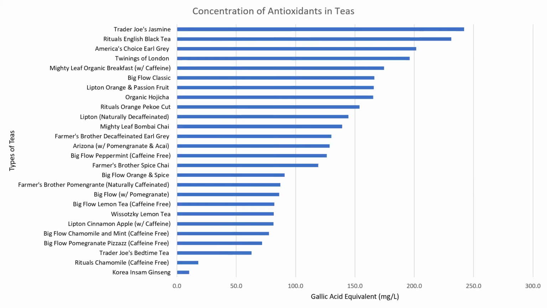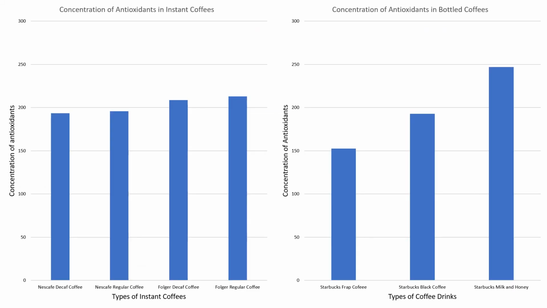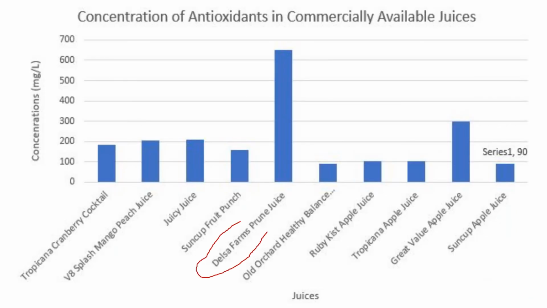For our results, as you can see here, Trader Joe's Jasmine Tea has the highest concentration of antioxidants, followed by Ritual's English Black Tea and America's Choice Earl Grey. For the instant coffees, there does not seem to be a difference between the brands Nescafé and Folgers, as well as caffeinated or decaffeinated. However, for the bottled coffee drinks, Starbucks Milk and Honey seems to contain the highest level of concentration as compared to black coffee and Frappe. For the juices, Delsa's Farms Prune Juice seems to contain the highest level of antioxidants as compared to the rest.